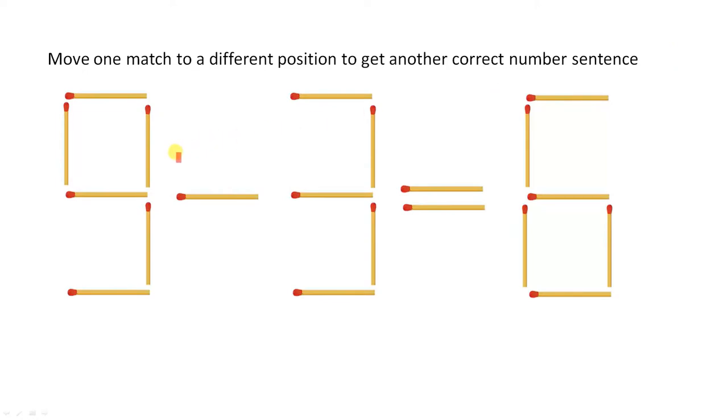Now you'll see this number sentence here, and we've constructed it by using matches. 9 minus 3 equals 6. We know that is definitely correct. The object is to move one of the matches to a different position so that we have a completely different and correct number sentence. Now you may pause the video and have a go at this yourself as always.